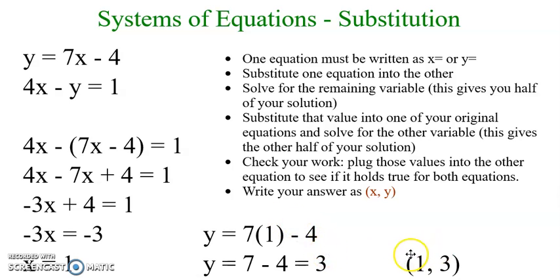Now you always want to double check and plug the values that you get into the other equation, just in case you made a mistake. If this is in fact the solution, we know that this point is on this line, but we have to check if it's on this line as well. So we plug 1 and 3 into this equation, and we get 4 minus 3 equals 1. That's true, so we're good.